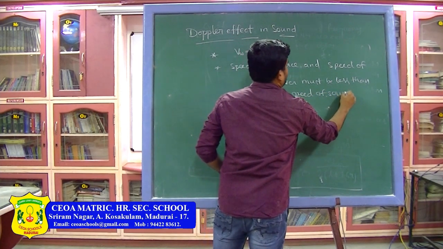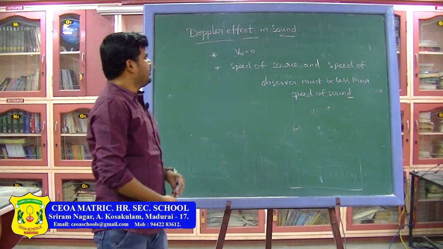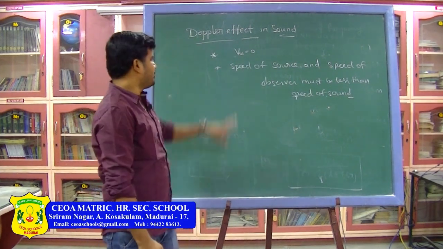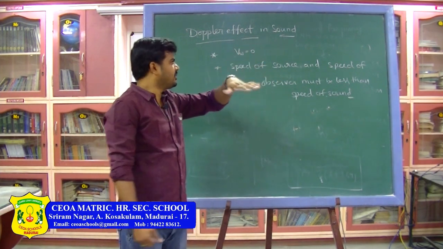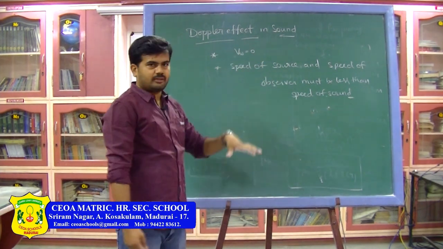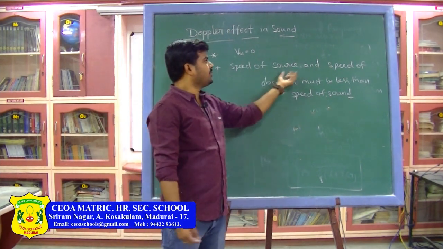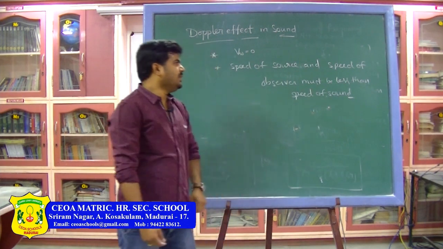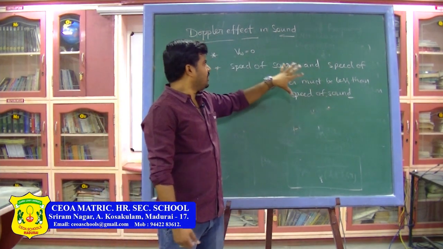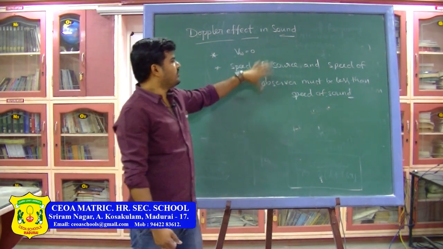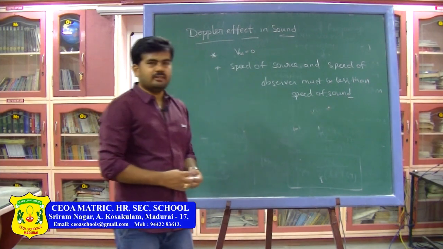So, these are the two assumptions you have to consider before discussing the Doppler effect. Remember, the speed of the wind must be 0, that means air must be still in that particular medium, in that particular surroundings where you are studying the Doppler effect. And the other thing is the speed of the source and the speed of the observer must be less than the speed of sound, and these are the two conditions. Now, assuming these two conditions, let us discuss the Doppler effect in each case one by one.